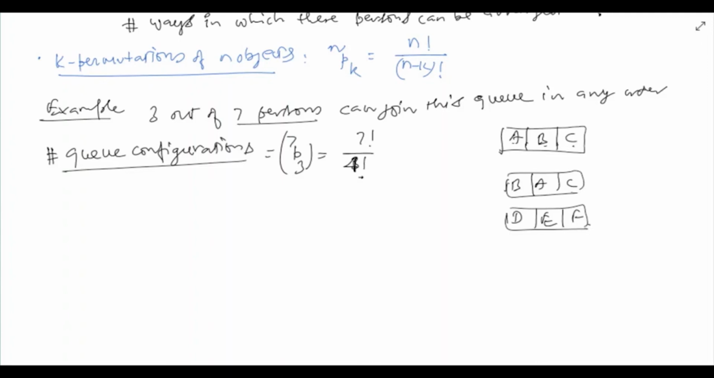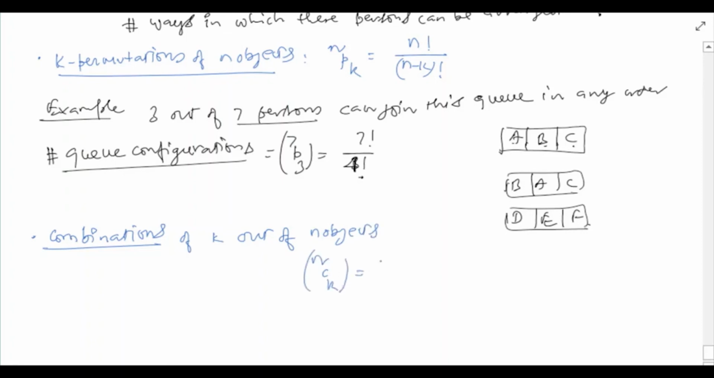There are situations where we do not worry about the ordering. We only see the entities that are in the collection. This notion is captured by combinations. So we now look at combinations of k out of n objects. This is denoted by n choose k, or sometimes by simply (n k), and this equals factorial n divided by factorial k times factorial n minus k.